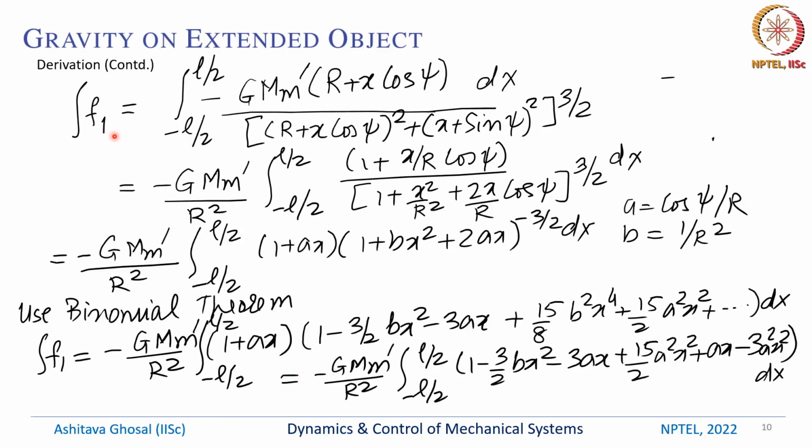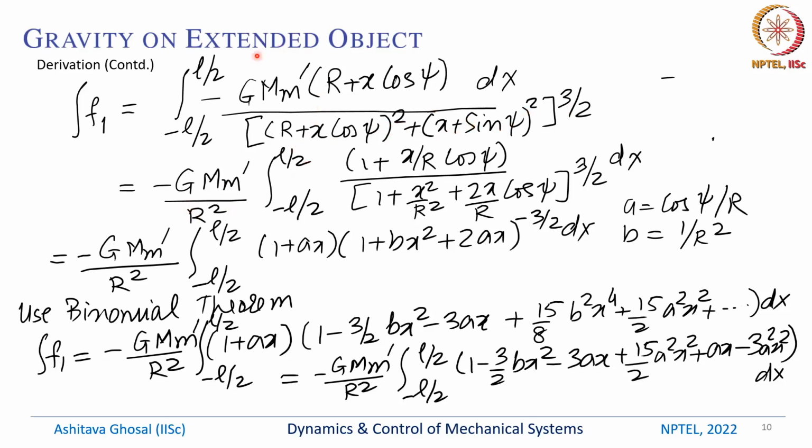So what is the integral of F1? We want to integrate from minus L by 2 to plus L by 2 this quantity, which is minus g m prime into r plus x cos psi, over r plus x cos psi whole square plus x sine psi whole square, to the power 3 by 2. Okay, why is this 3 by 2? Because it is distance of r square. But then there is already a square here, and this is like a unit vector. So if you think about it, you will get this formula.